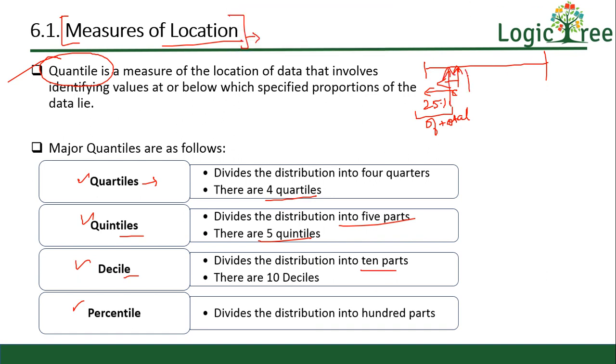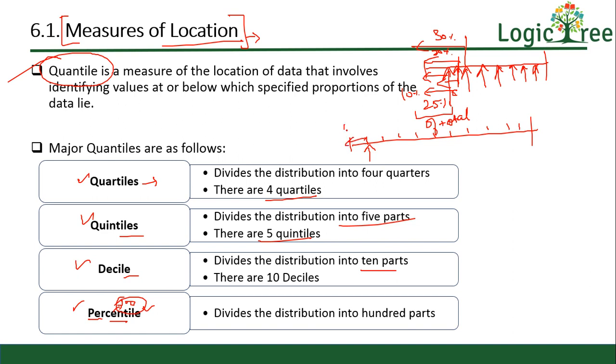So here we will have the breakage after every 10%. Below this point there are 10% of observations lying. Below this point 20% of the population is lying. Below this point 30% of my observations are lying. Next comes the percentile. Percentile means per cent. Per cent means per 100. So now I divide my observations into 100 parts. So now when I say below the first point 1% of my total observations are lying, below the second point 2% of total observations are lying. In this manner I can find how many observations are lying below any specific point.